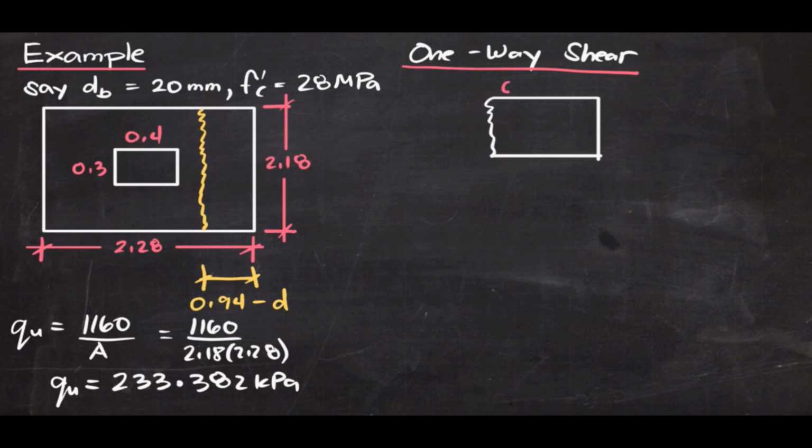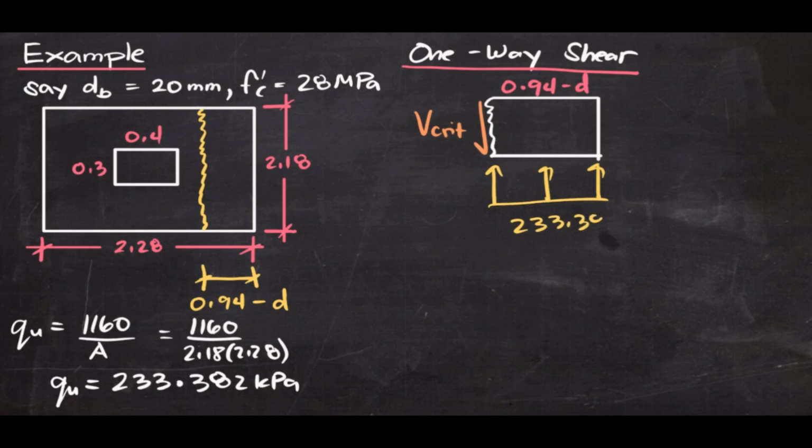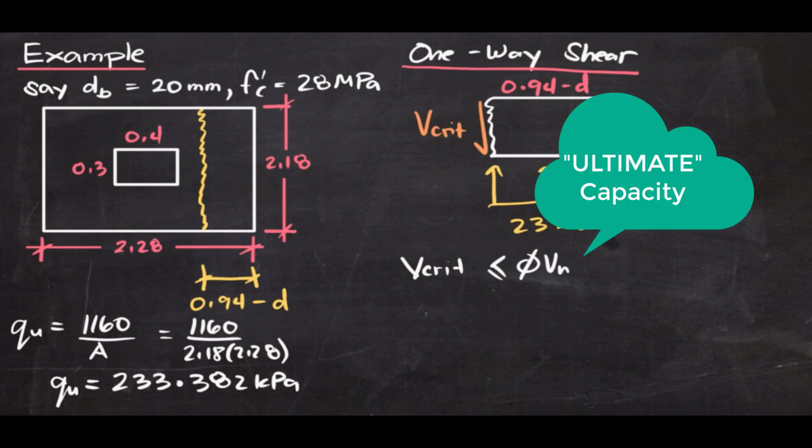So in other words, this would be 0.94 minus 2. That's the length of that part. And we will be exposing here what I like to call the critical shear. And of course, there is contact pressure here that is 233.382 kilopascals. Now, for the design of the thickness of footings, for isolated footings, this critical shear must be less than or at least equal to the nominal capacity of the concrete.